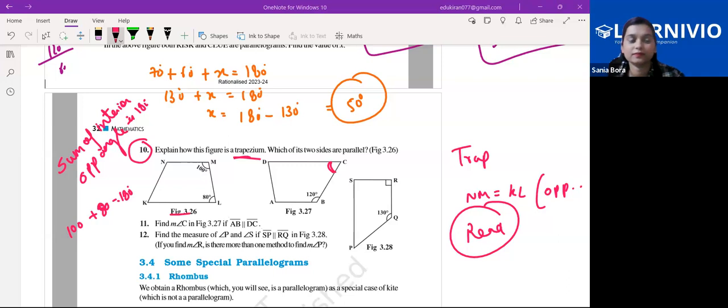I think I did it the wrong way. I did angle A plus B. Why A plus D? Angle B is given, so why are you taking angle D? No. Angle B plus angle C equals 180 degrees. Angle B is 120. Angle C you will find. Okay.